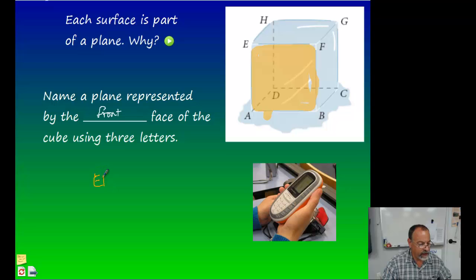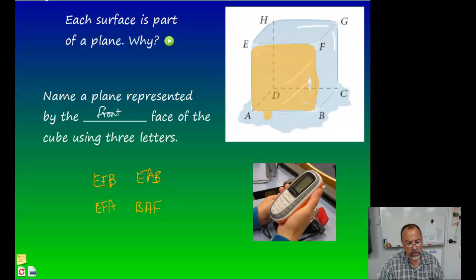So E, F, B would be one way to name it. How about E, F, and A would be another way to name it. I could use E, A, and B. Those 3 points are in that plane. Or I could use B, A, F. Notice I'm using 3 letters and just 3 letters. Nothing else. No commas, no symbols, nothing else. Just 3 letters to name a plane.